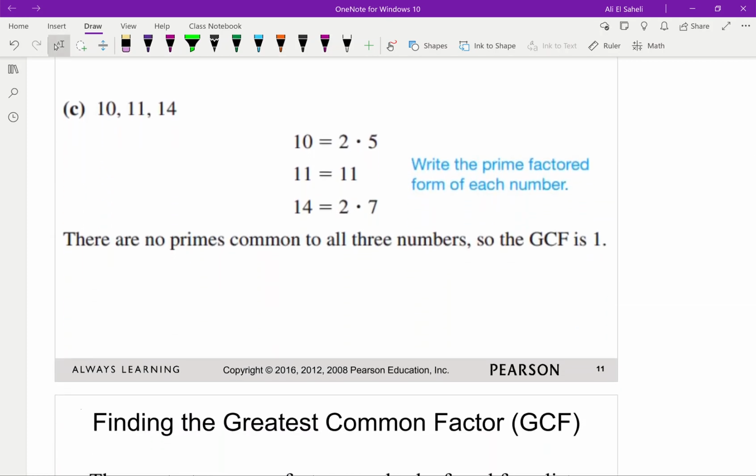10 is 2 times 5. 11 is a prime number. So the factoring of 11 is simply 11 times 1. So there is no common factor other than 1. The greatest common factor is 1.